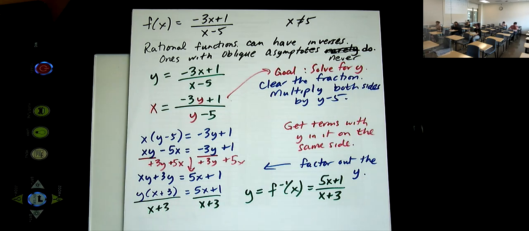I'm a big fan of that type of problem on the test. Just telling you that now. I like that problem. It tests your factoring ability. It tests a bunch of stuff.